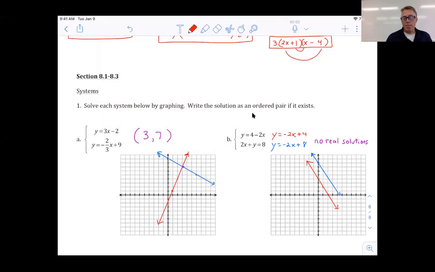And if they happen to be the same line, if they lined on top of each other, then our solution would be all of the values on those lines.